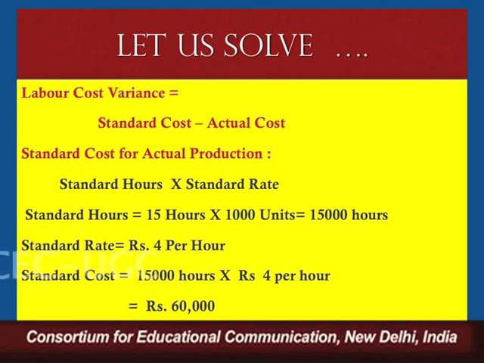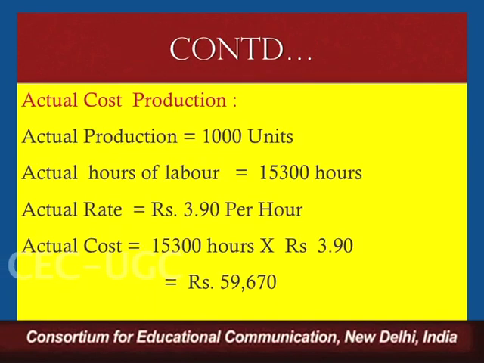Once it is calculated, the next step is to calculate actual cost. For actual cost, we have to find out the actual hours. Actual production is 1000 units. Actual hours reported in the question is 15,300 hours. Actual rate given is 3.90 per hour. So very simple, we simply multiply the actual hours with the actual rate, that is 15,300 into 3.90, and we get a value of 59,670. So this is my actual cost.